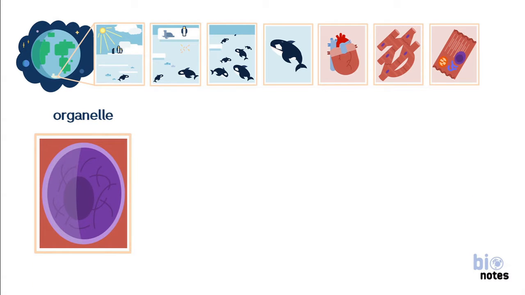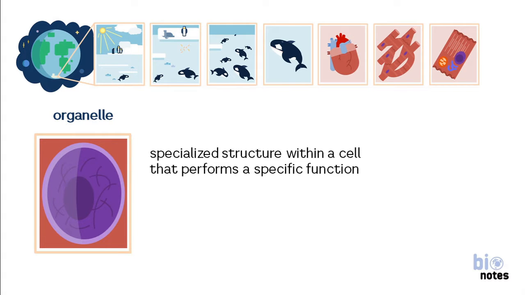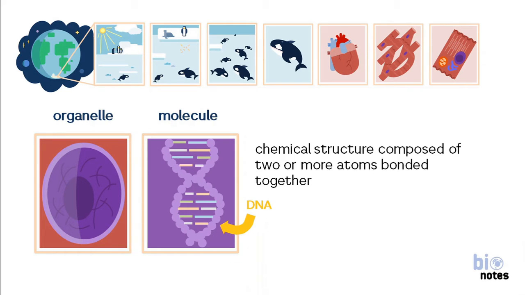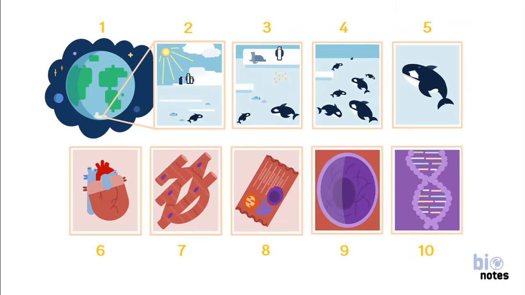Zooming into a cell, we find organelles, which are specialized structures within a cell that perform specific functions. Some organelles, like this nucleus, are membrane-bound, while others, like ribosomes, are not. One function of the nucleus is the storing of genetic information. Zooming in on the DNA in the nucleus brings us to the final level of biological organization, the molecule. A molecule is a chemical structure composed of two or more atoms, bonded together. DNA molecules contain carbon, hydrogen, oxygen, nitrogen, and phosphorus atoms.